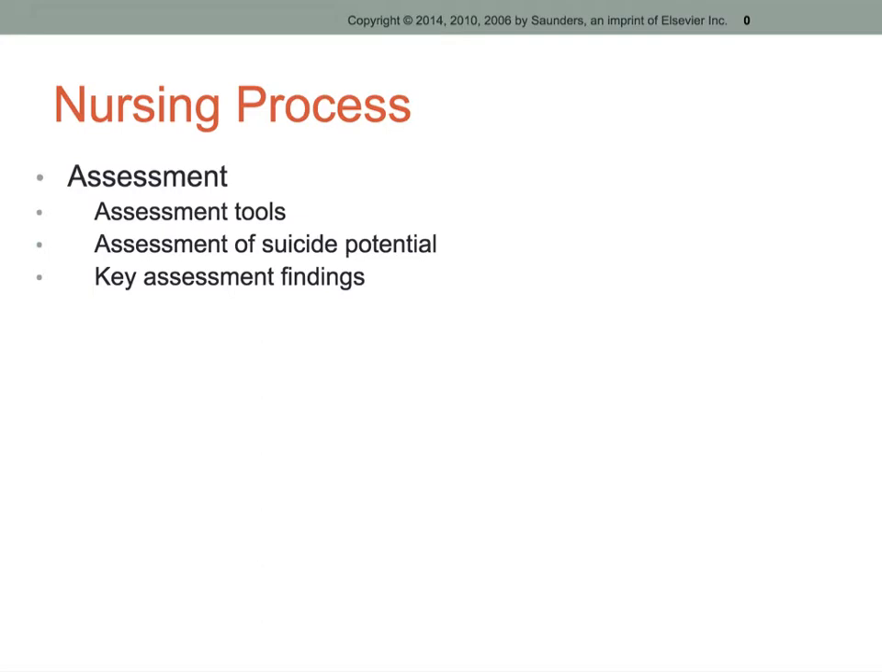Areas to assess for these patients are their affect. We want to look at their thought processes, especially those thought processes of harming themselves, their mood, feelings, their physical behavior, communication, and we even want to look at their religious beliefs and spirituality as well.